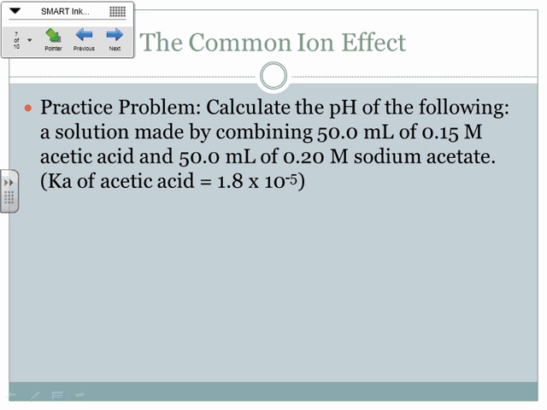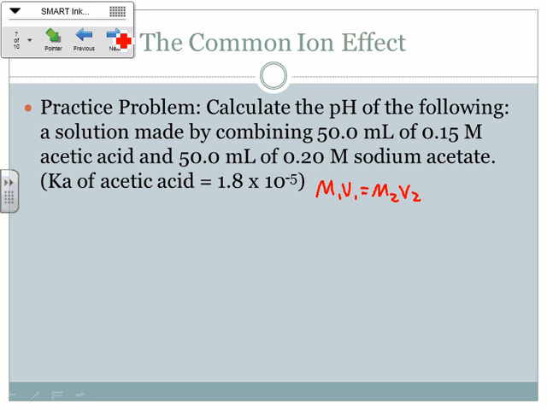All right, calculate the pH of the following: a solution made by combining 50 milliliters of 0.15 molar acetic acid and 50 milliliters of 0.20 molar sodium acetate. And the Ka of acetic acid is 1.8 times 10 to the negative fifth. Okay. The only thing that's different about this one is that we're going to have to refigure our concentrations here because they're giving us the concentration in the initial volume, but once we add these two together, then we have a volume of 100 milliliters of solution. Okay. So on this one, we'd have to do a couple M1 V1 equals M2 V2 calculations.